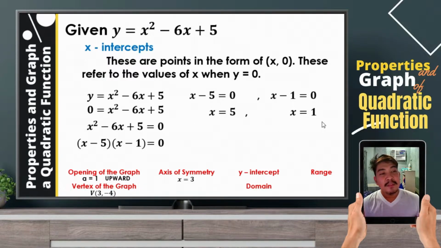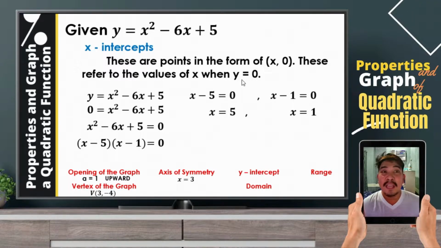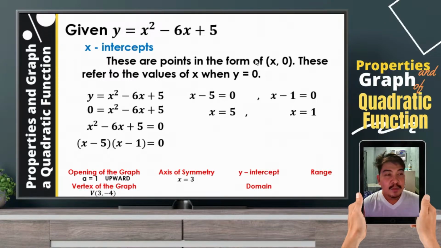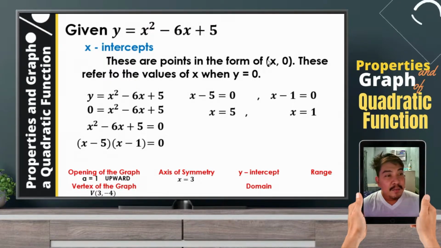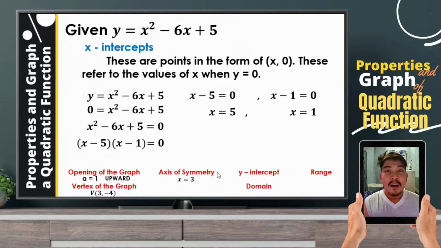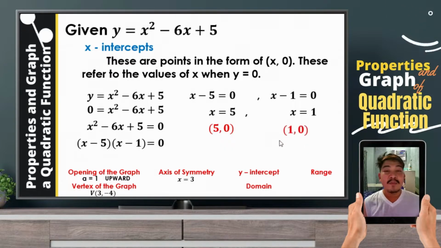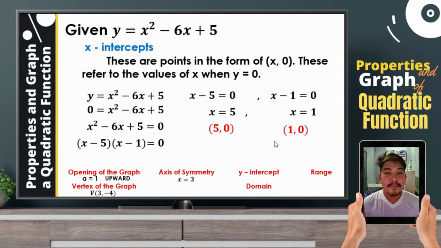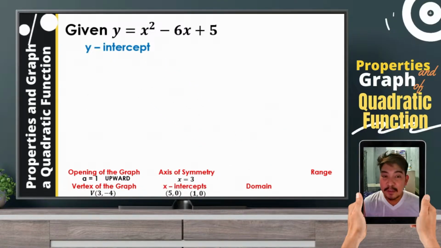Since we already computed and solved for the x-intercepts, let us change this into coordinate form or ordered pair. So we will be following x comma 0. We just need to substitute the values of x and replace the variable x here in the ordered pair. Therefore, the first ordered pair will be 5 comma 0, and then the other one is 1 comma 0. So after getting the x-intercepts, let us now have the y-intercept.